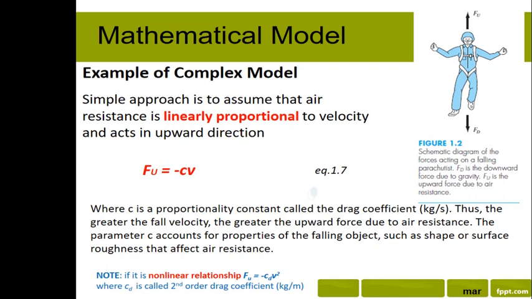The parameter c accounts for properties of the falling object, such as shape or surface roughness, that affect air resistance. If it is a non-linear relationship, the upward force can be computed as negative cd times the square of the velocity, where cd is called the second order drag coefficient, in kilograms per meter. The drag coefficient is in kilograms per second. Please take note of the difference between linear and non-linear relationships.